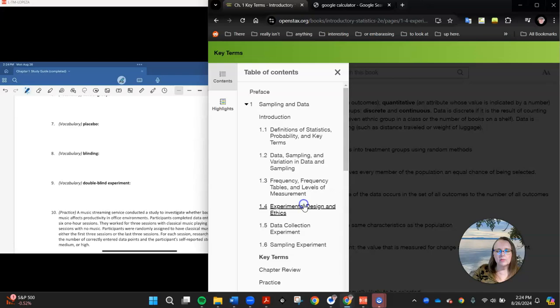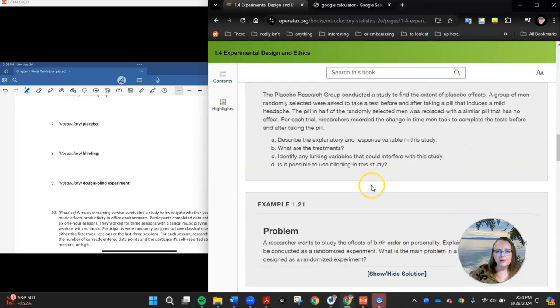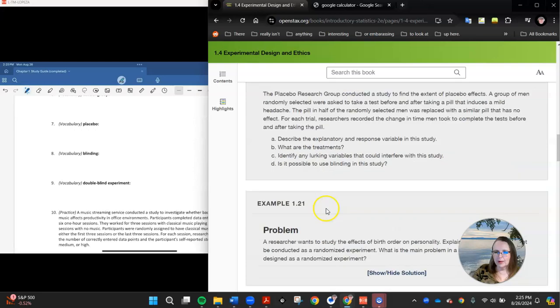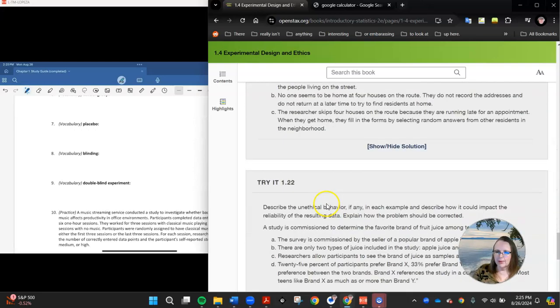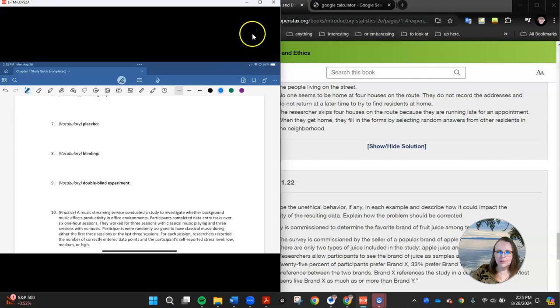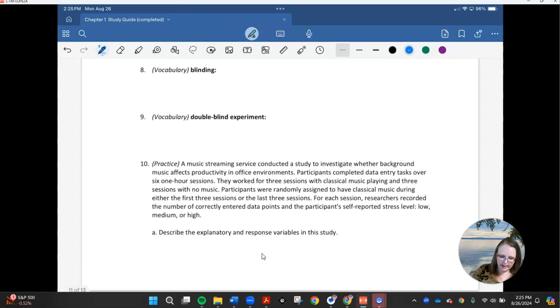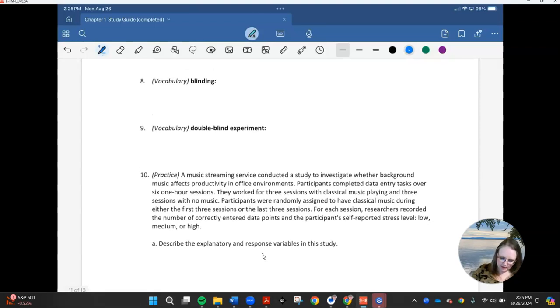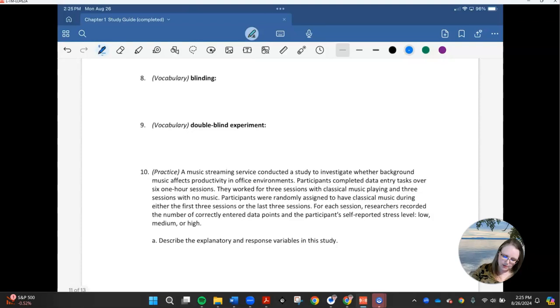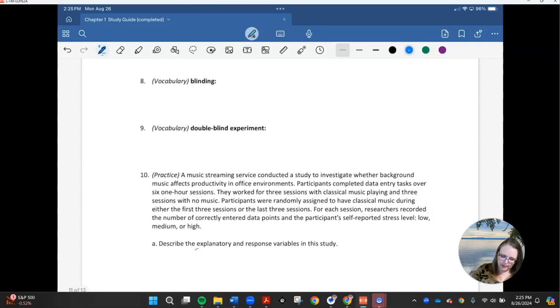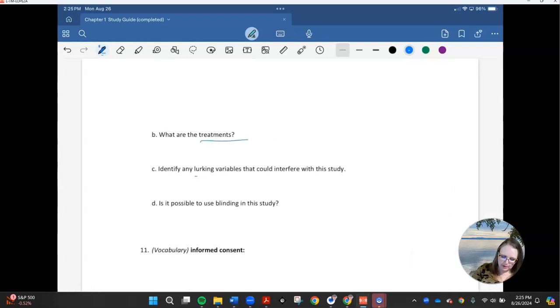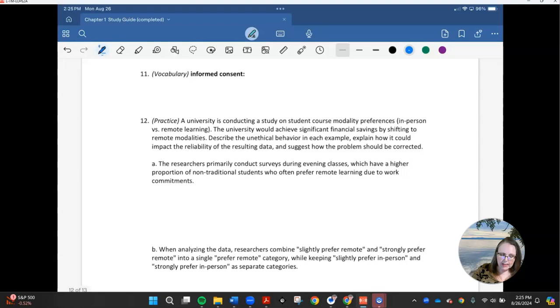Contents, back to 1.4. And then the final thing that you are going to do is you will look at these problems that they talk about, concerns about ethics, practice those, and then come back and do the ethics problem in the study guide. There's actually two of these. There's one that asks you to talk about what the explanatory and response variables are in a study, what the treatments are, what the lurking variables are, but you'll have practice with that because you will have finished reading that chapter. And then we get into ethics.